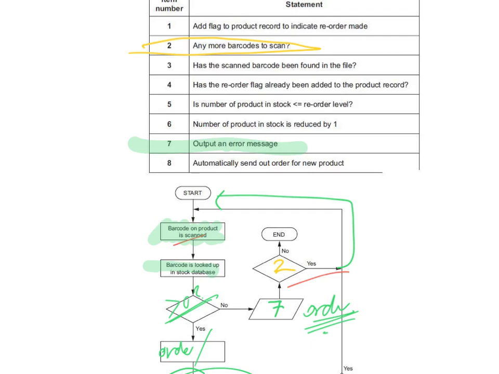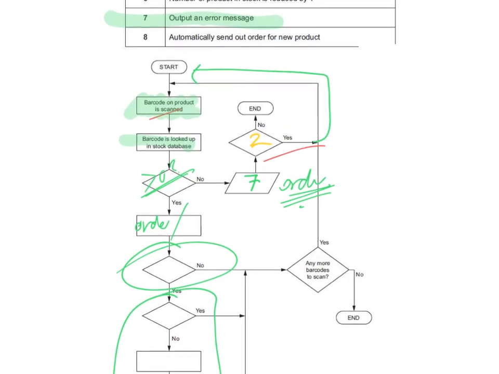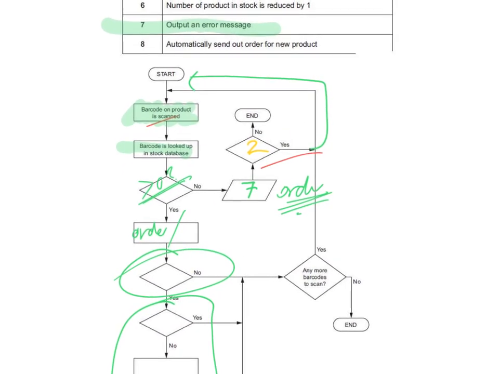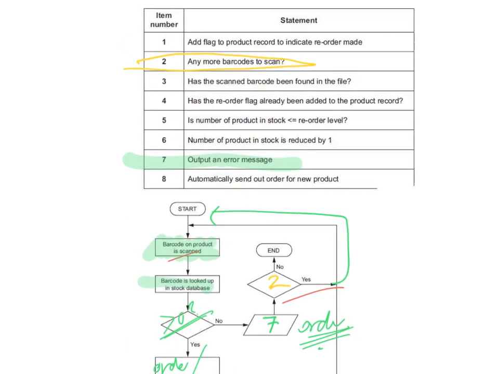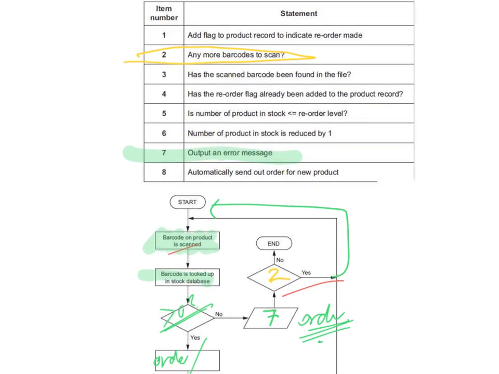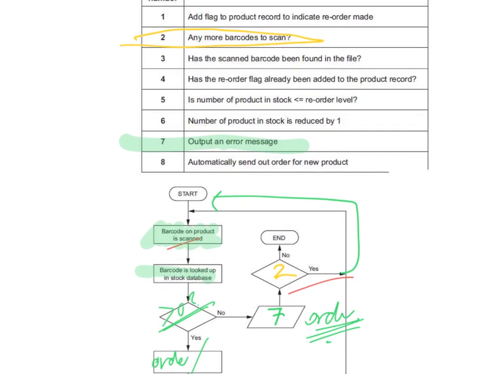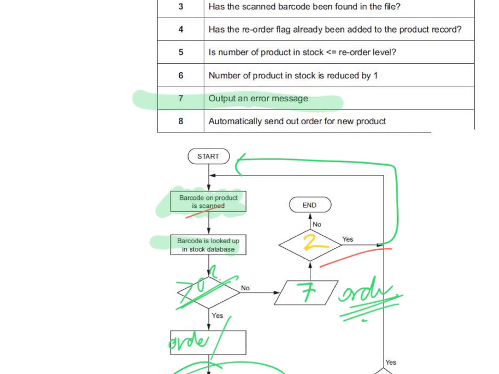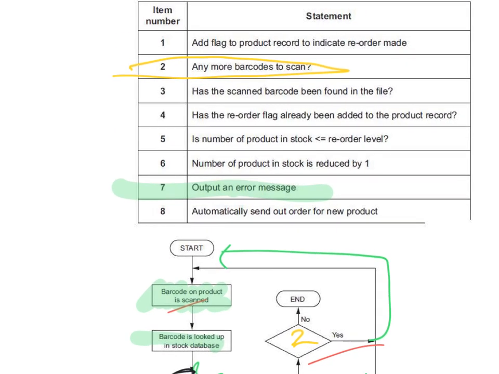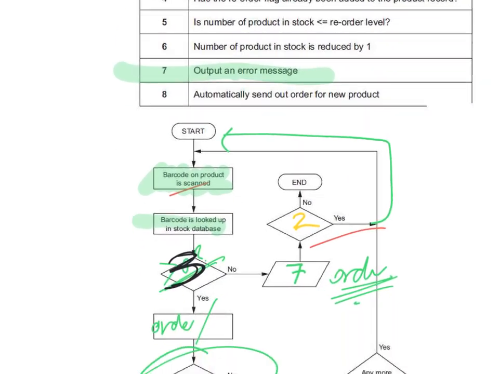If not, we can see that goes to the end. Interesting, could I just draw that back there? So any more barcodes to scan? Yes, no. Let's see. So the one that we're going to get there is going to be number 3, to see if the scan barcode's been found in file, which is why we're getting the error.